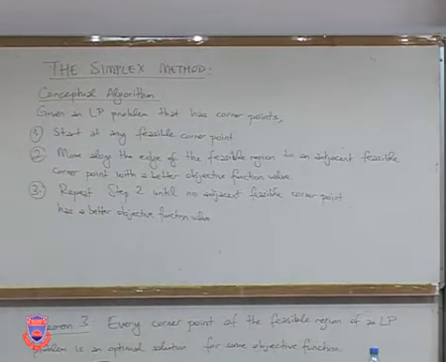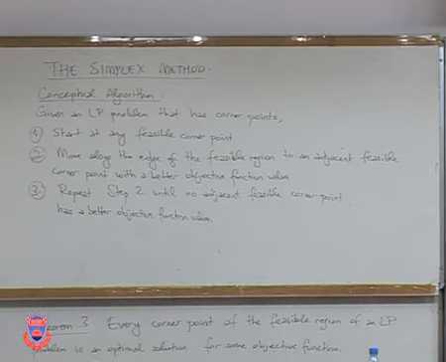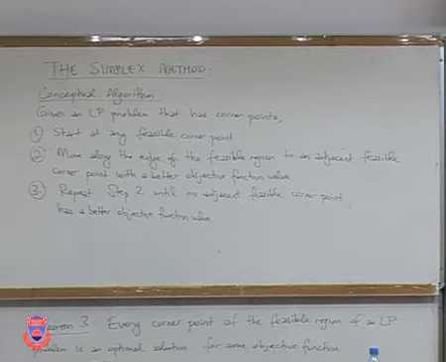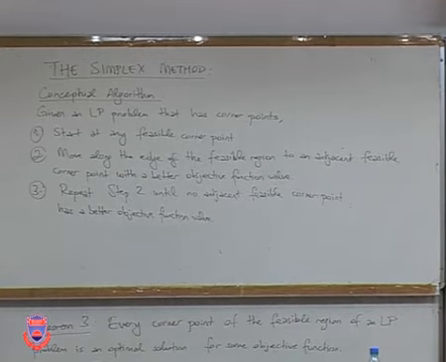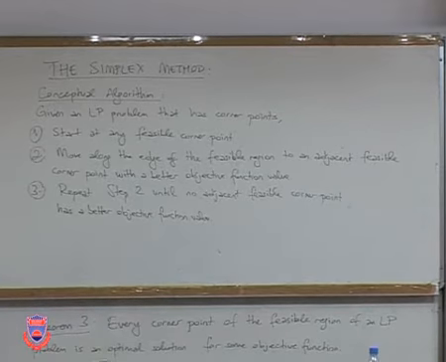So it's a very simple algorithm, actually. At least the description is pretty simple. Given an LP problem, which of course should have corner points in order for this to work, we're going to start at any feasible corner point. For now, we don't know how we can find that point, but suppose that somehow we find a feasible corner point. Then I look at the adjacent feasible corner points, and if there's a better one, I move to that corner point. I repeat this until no adjacent feasible corner point has a better objective function value.